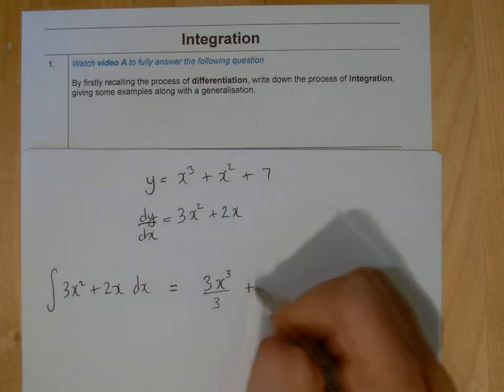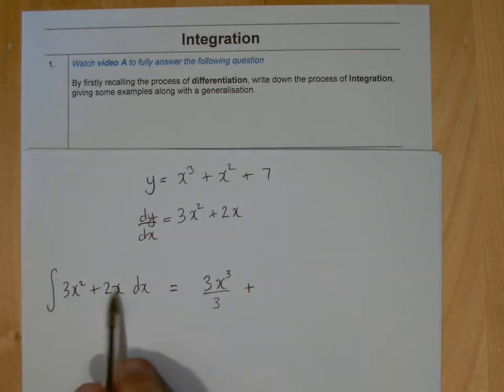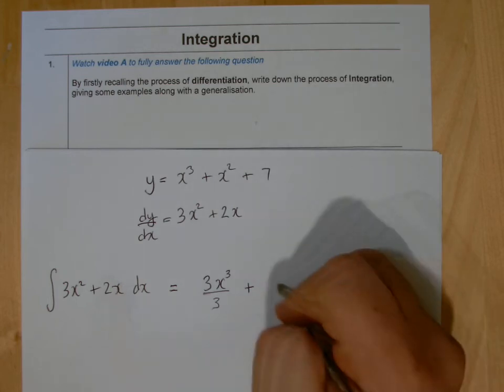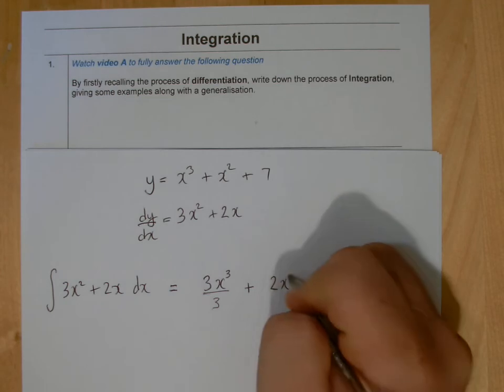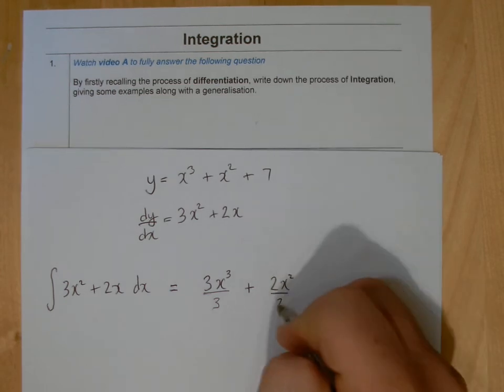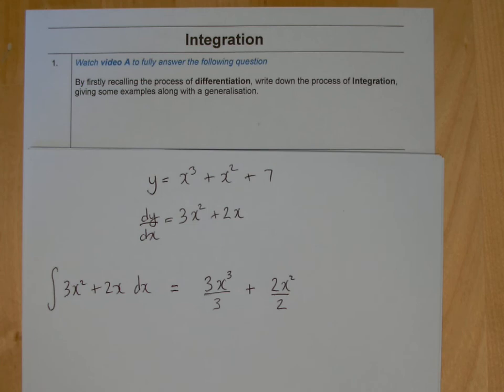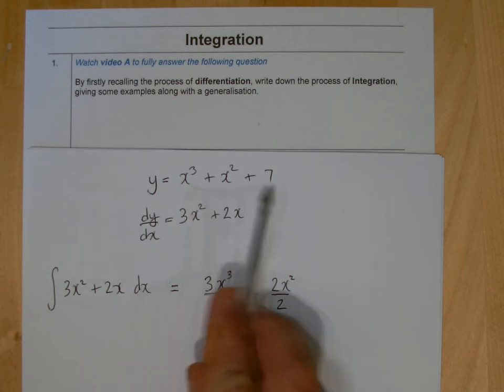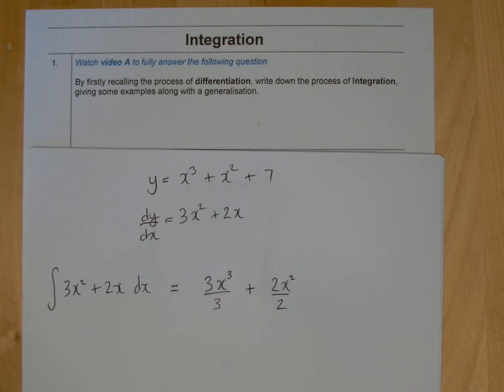Let's look at the second term. Exactly the same process here. The first thing you do is add 1 to the power. The power there is just 1, so if I add 1 to it, I'll get 2, and you divide by that new power. It really is that simple. Now we have a little bit of a problem though, because I've done those 2 terms there, but in the original, I had 3 terms, didn't I?